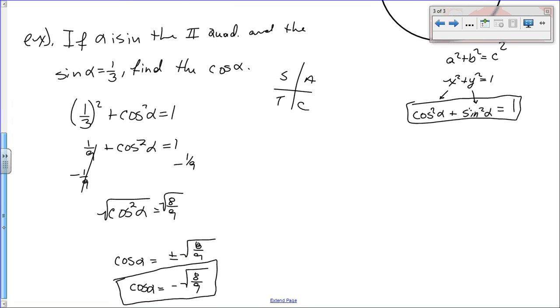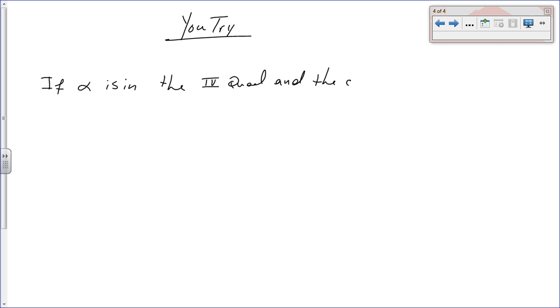So I'm going to give you one to do now. I'm going to give you your U try. Let's go to a new page. If alpha is in the fourth quadrant and the cosine of alpha equals 1/4, find the sine of alpha. Go.